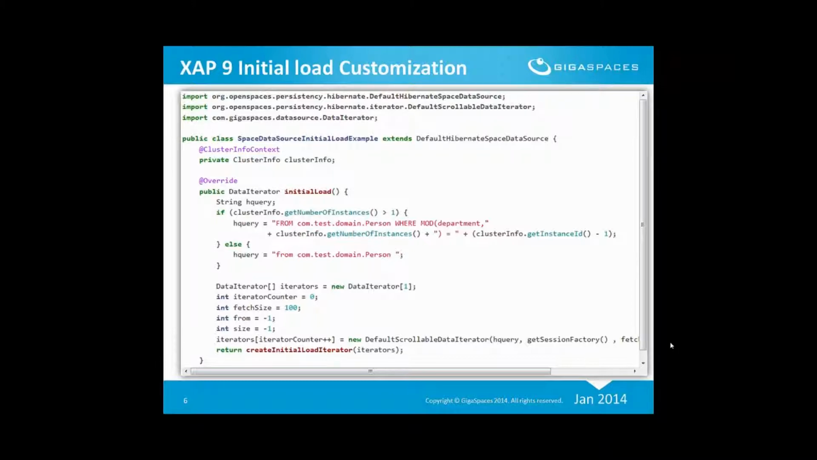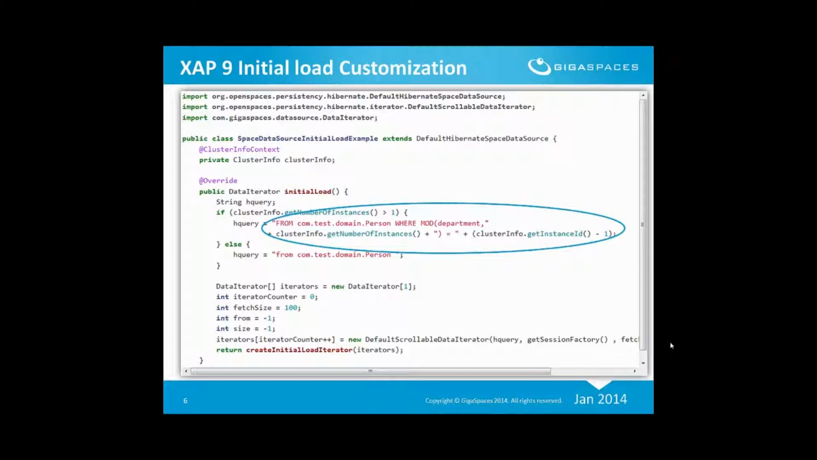The user may wish to customize the query to load partition-specific data, which can improve the space performance by increasing cache hits. To achieve this, the user would need to use the routing field of the entry and data from a cluster info object to create a more elaborate query.